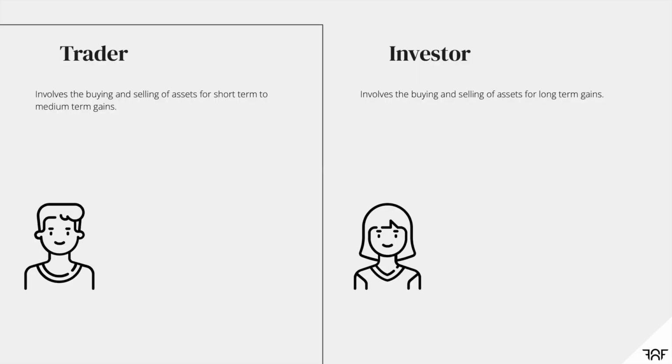In reference to our previous section, a trader can be defined as an individual who buys and sells assets for short-term to medium-term gains. An investor, on the other hand, can be defined as an individual who buys and sells assets for long-term gains. Some argue that the trader and investor can be identified under the same category, since both of their long-term objectives are ultimately structured under the same values, which is to maximize profit potential.